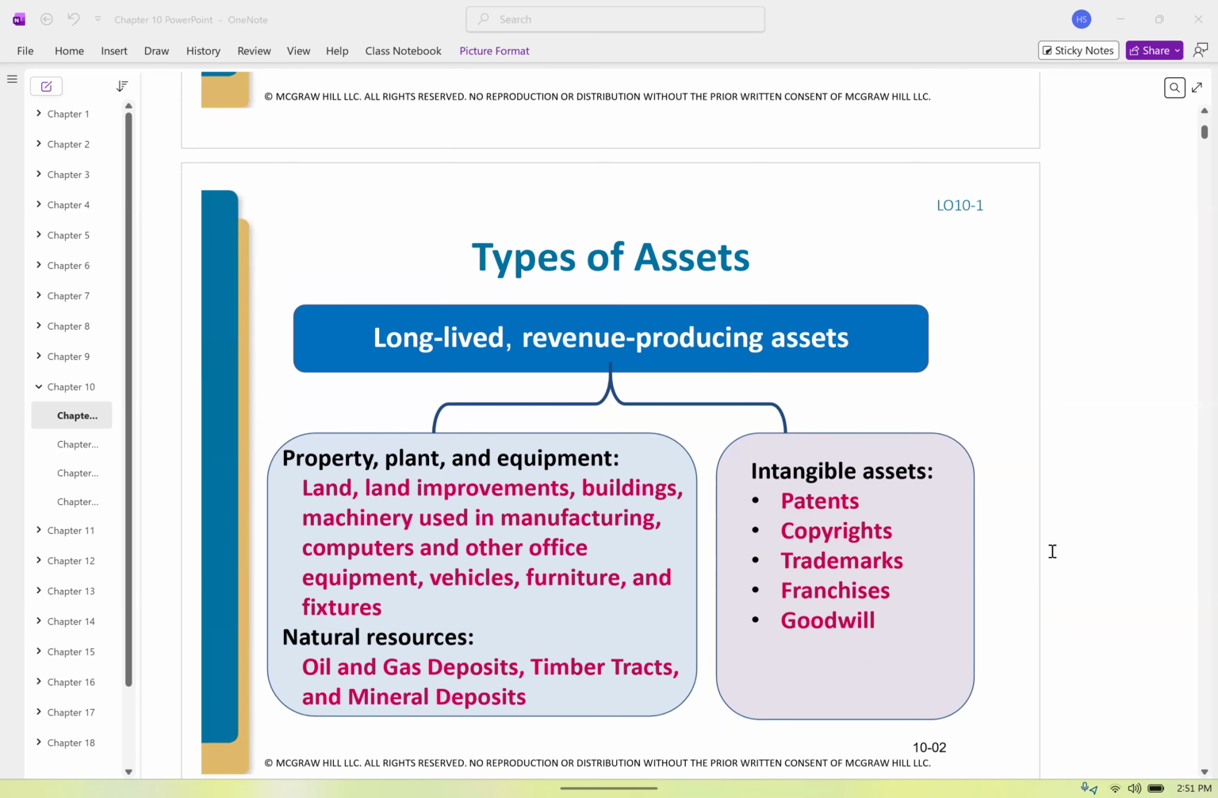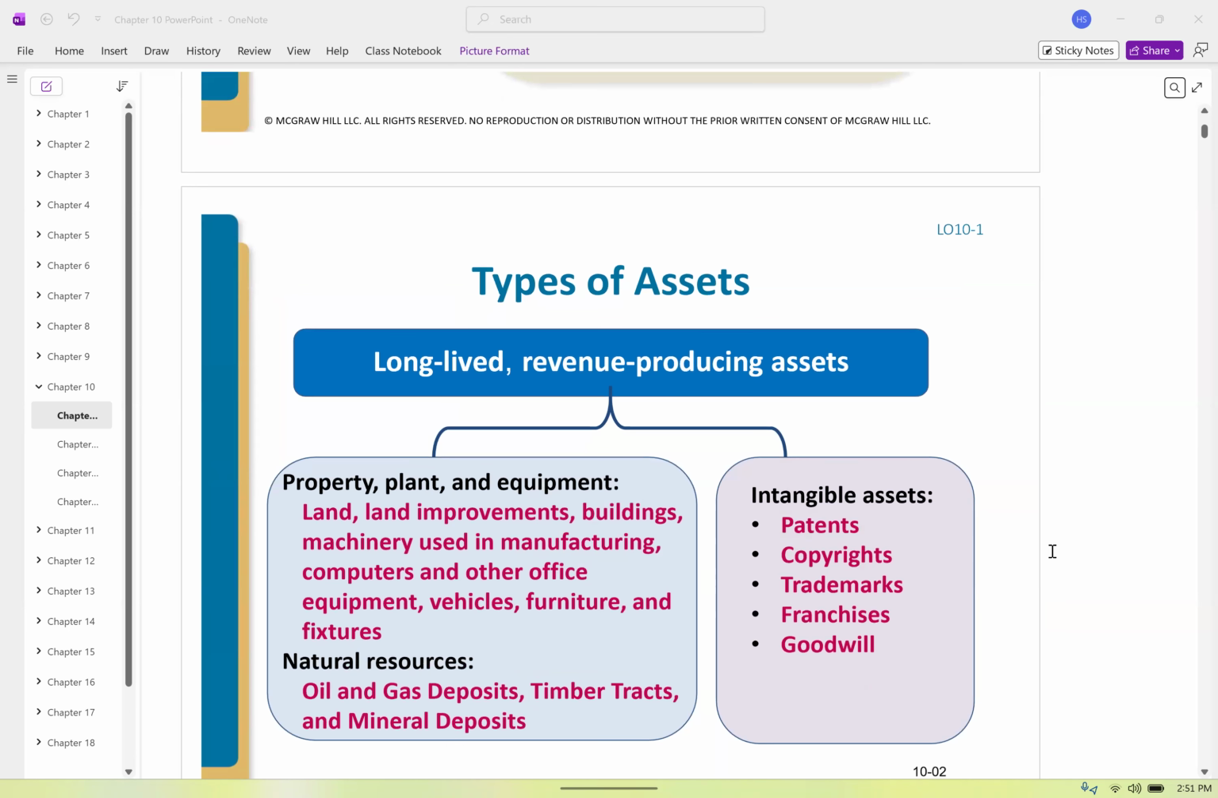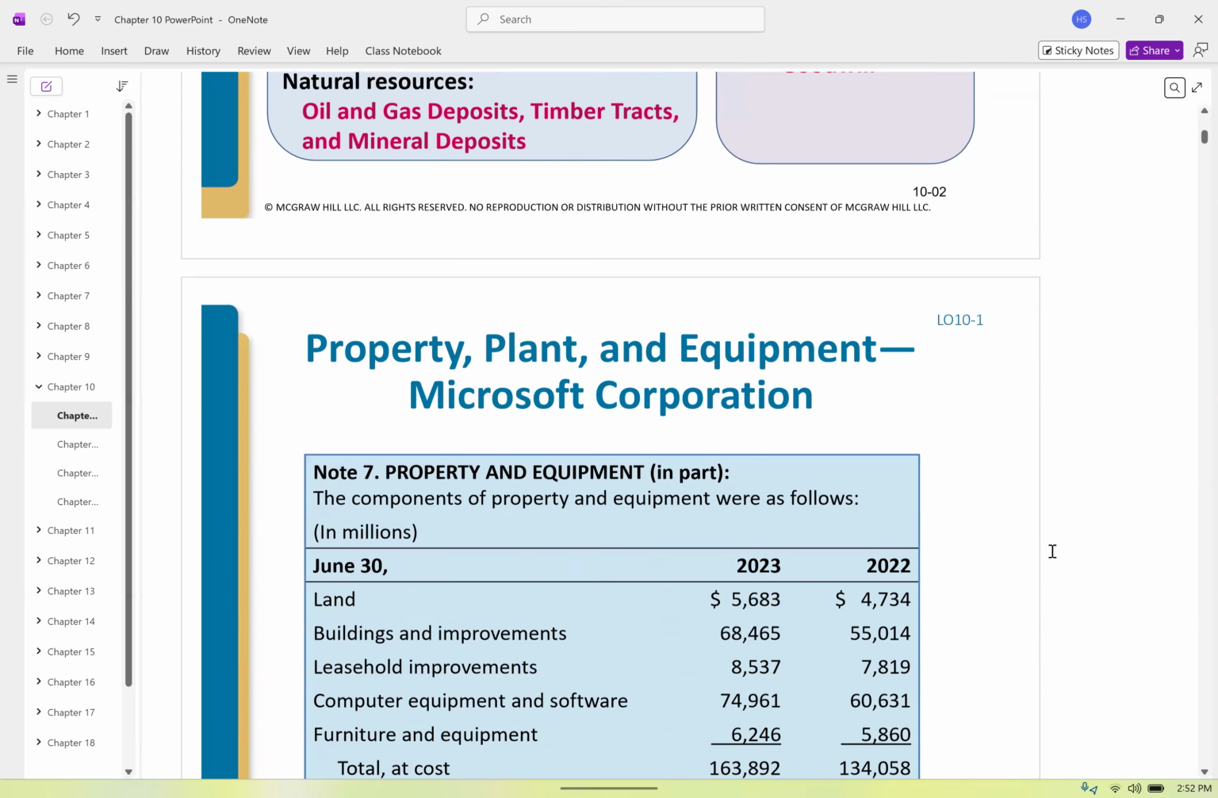And the first slide gives us our list of different long-term revenue producing assets. Okay, we have a big category of property, plant, and equipment. Those are really in this section, probably pretty self-explanatory. When we do get into natural resources, a little bit more complicated, but intangibles can be really complicated and how they're bought, acquired, and different things like that. Okay, so let's jump on into property, plant, and equipment.